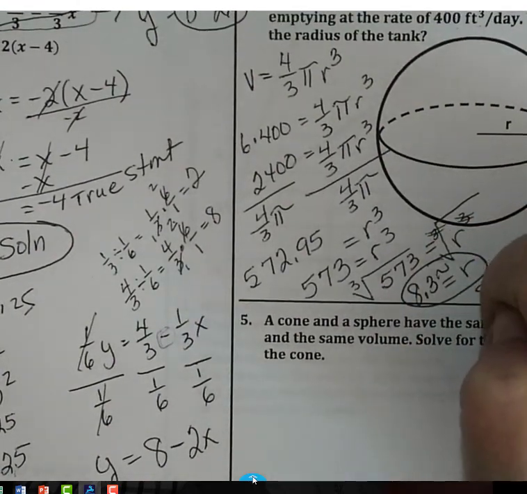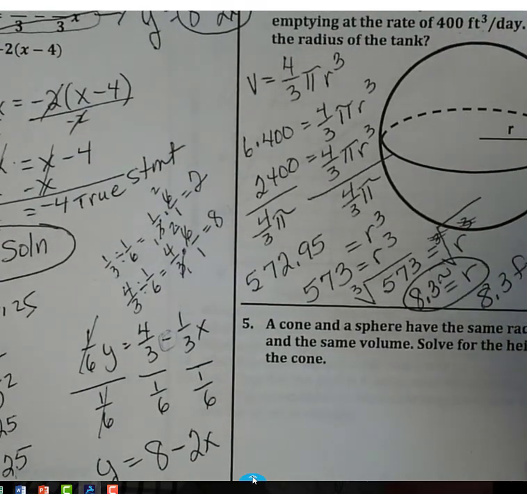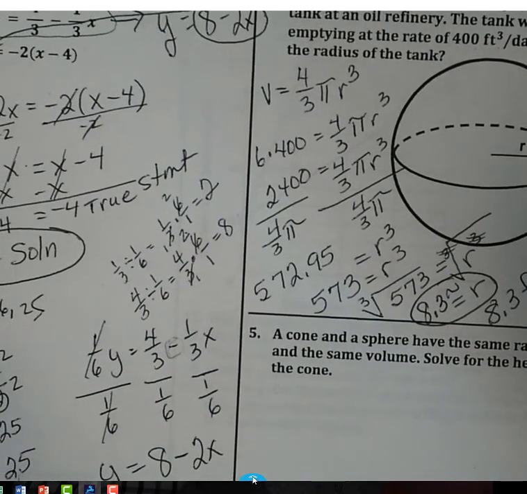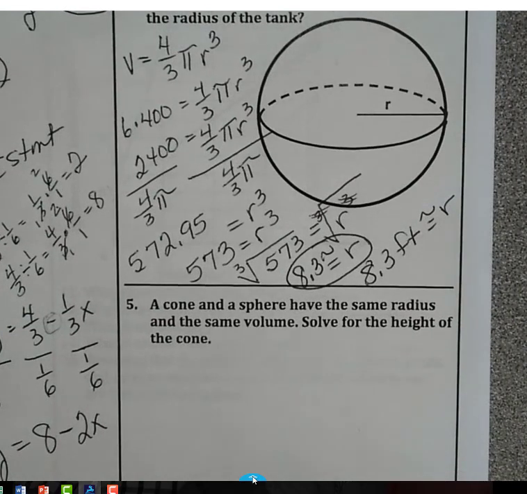Oh, and I guess I should. It is a word problem, right? So 8.3 feet is the radius. And it's approximately. Oh, let me scoot that over here.